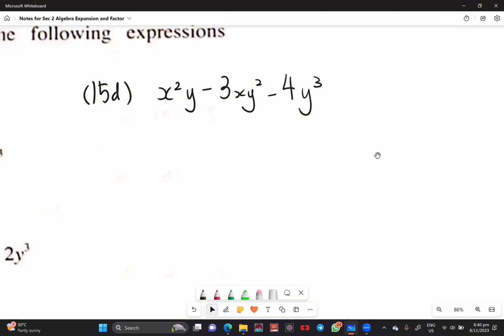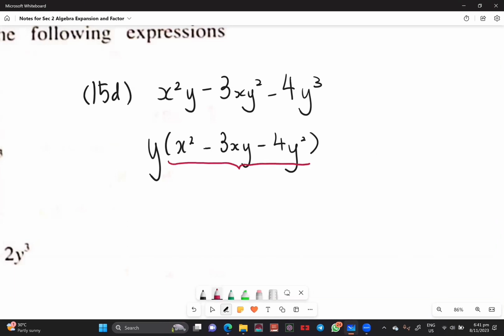What is common over here? Y is common. So we are going to take out y first. Make sense? So what am I left with? I'm left with x squared, I'm left with 3xy, I'm left with 4y squared, because I'm taking one y out. Make sense? Now, then what I'm going to do is use cross factorization for this part.